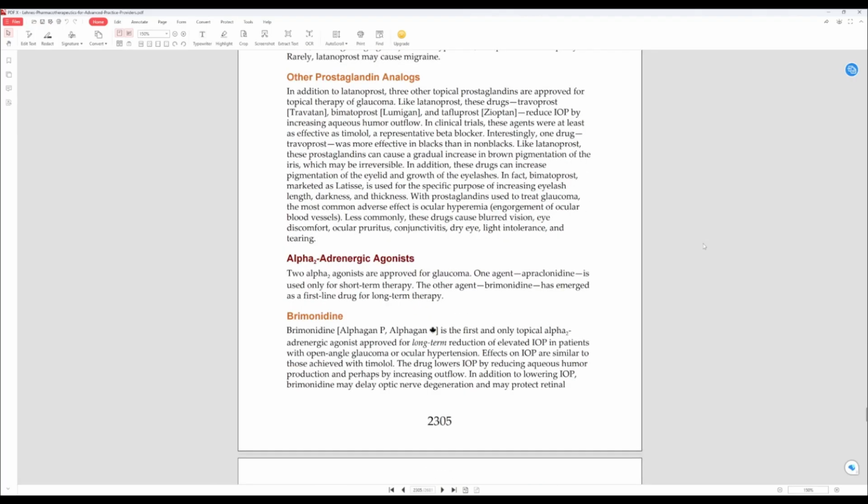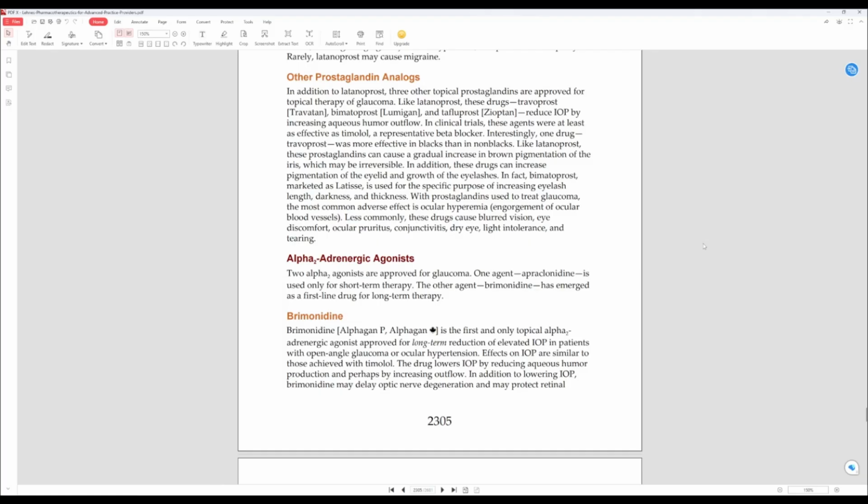So, other prostaglandin analogs. In addition to latanoprost, three other topical prostaglandins are approved for topical therapy for glaucoma. Similar to latanoprost, these drugs, travoprost, bimatoprost, and tafloprost, reduce intraocular pressure by increasing aqueous humor outflow. In clinical trials, these agents were at least as effective as timolol, a representative beta blocker. Interestingly, one drug, travoprost, was more effective in blacks than in non-blacks.